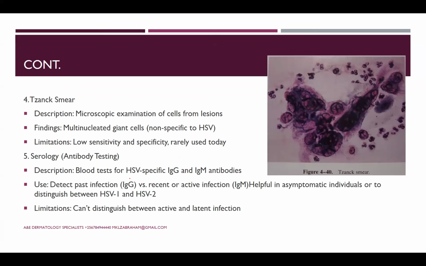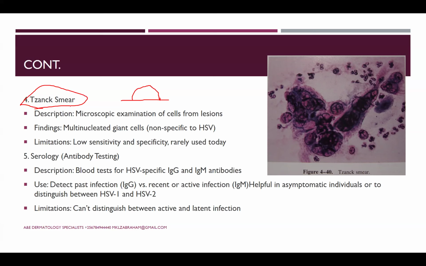So what is available in our setting? We can do the Tzanck smear, but in this case, what do you do? If someone has a blister, we usually deroof this blister, and then you get a slide, you remove cells at the base of the blister, then you stain with Giemsa and then look at those cells under the microscope. Then you'll see giant multinucleated epithelial cells that could give an impression of what? That could confirm Herpes simplex virus infection.